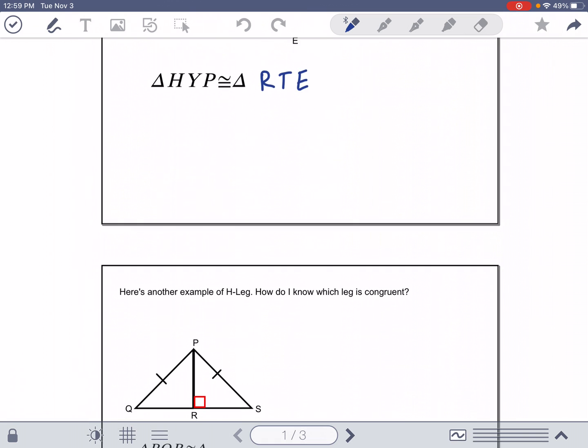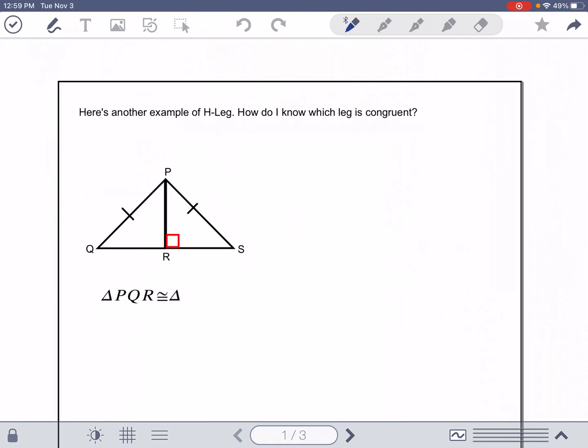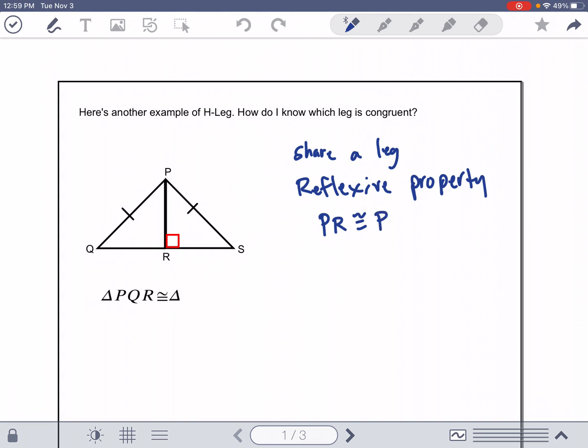And so another example of that is, how do I know which leg is congruent? Well, again, they share a common leg. And so by the reflexive property, we could say PR is congruent to PR. So therefore, triangle PQR would be congruent to triangle PSR.